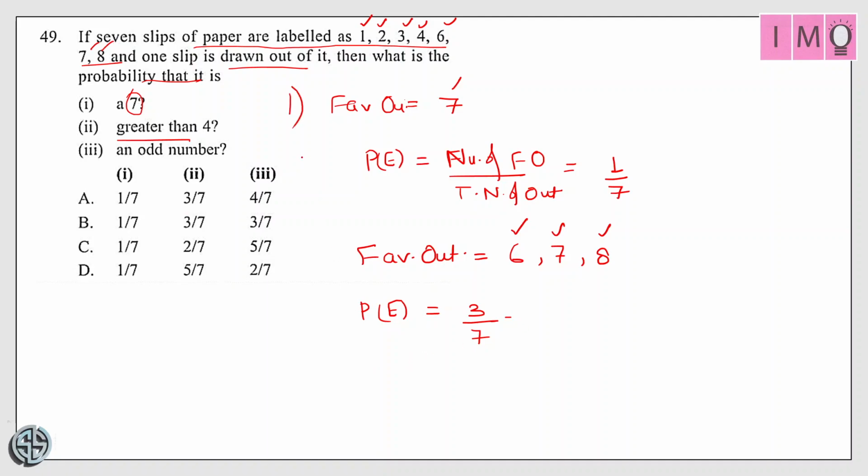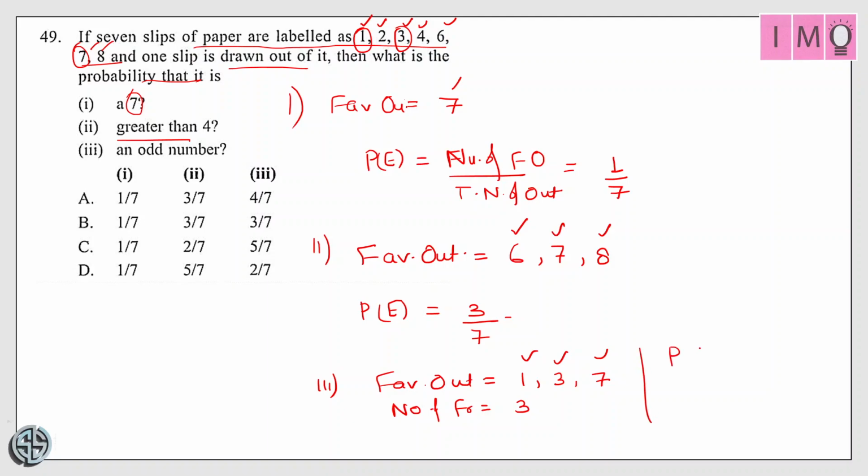So now we'll move to the third part. It is an odd number. So you can see what the favorable outcomes are. Favorable outcomes are odd numbers. So 1 will be, 3 will be, and 7 will be. There are no more odd numbers. So you can see there are three favorable outcomes, either 1, 3 or 7. The number of favorable outcomes will be 3 because there are three outcomes, 1 2 3. And in writing the probability, we have to concentrate on the number of favorable outcomes, that is 3, and the total number of outcomes, that is 7. So option B will be the correct answer.